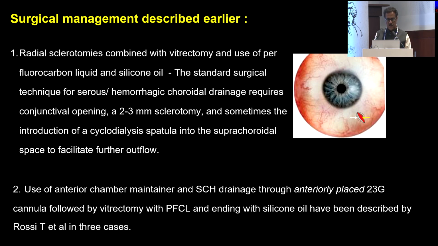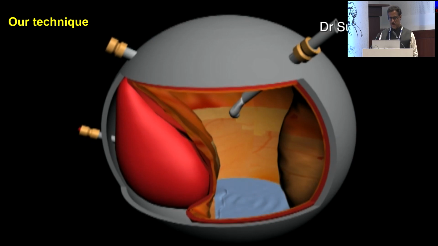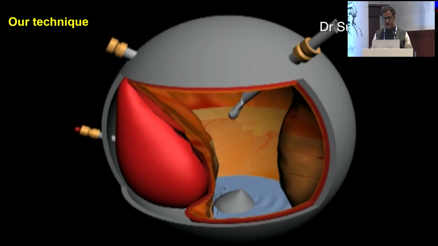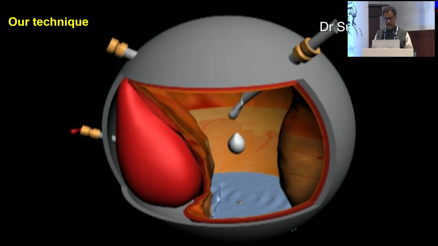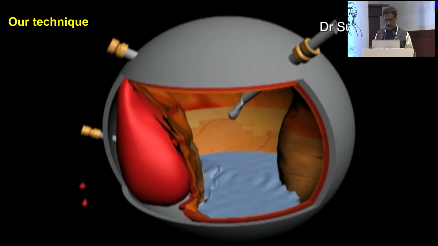Dr. Rosie T. et al. have described anterior chamber maintenance along with SCH drainage through an anteriorly placed 23 gauge trocar cannula. Our technique is doing vitrectomy and injecting PFCL. The PFCL pushes from inside, with external passive drainage of blood through a non-valved cannula placed posteriorly. You can place it at multiple positions.